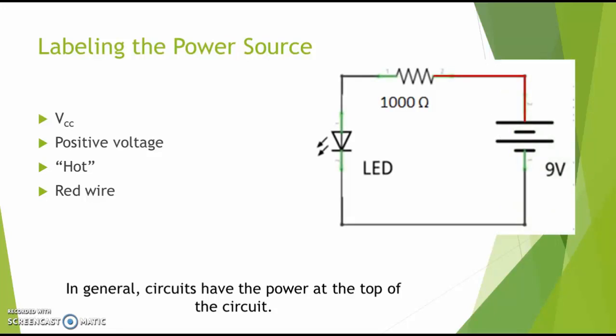So you can see that this schematic that I've shown multiple times uses a lot of these approaches all at once. So we've got 9 volts labeled here. We've got a multi-cell battery. Positive is at the top because of the large bar. And I showed a red wire at the same time.